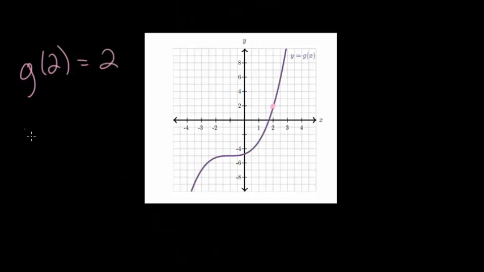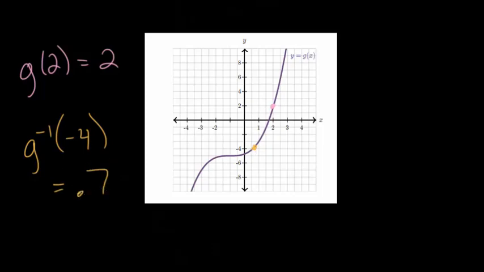Now I could ask the question, what is g inverse of, let's say, -4? So this is given a y value of -4, what is the x value? So I go and I find a y value of -4, which is essentially anything along this line here, and it intersects here, and it looks like that's an x value of maybe like 0.7.